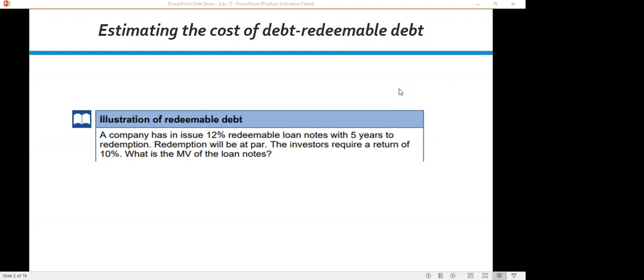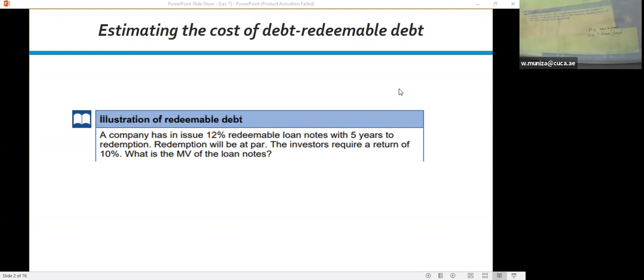Okay, so market value has to be concluded. The investors require a return of 10%. So your discount rate is 10%. Now you have to calculate the present values. So from year 1 to year 5, $12 is going to be paid. So what is the annuity factor for 10% for year 5? Please see from your notes and tell me.